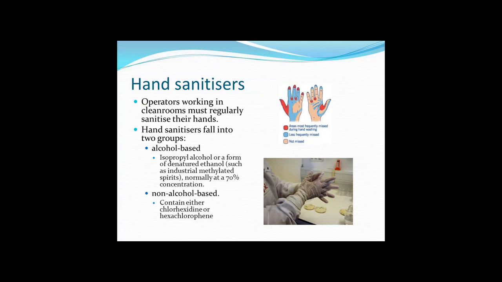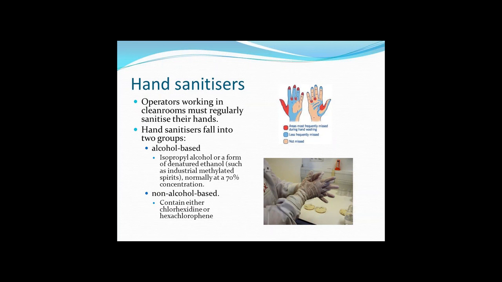Then there are hand sanitizers. It's important that operators working in clean rooms regularly sanitize their hands, and also do so prior to the commencement of each critical activity. Hand sanitizers generally can be divided into those that are alcohol-based and those that are non-alcohol-based. Probably it's the alcohol-based ones that are more common. These are either isopropyl alcohol or some form of denatured ethanol, such as industrial methylated spirits. Normally these are about a 70% concentration, because alcohols are generally effective between 60 and 80%. The way they kill the bacterial cell is that the cell needs to take in what it thinks is water, takes in water and alcohol, and the alcohol kills the cell.